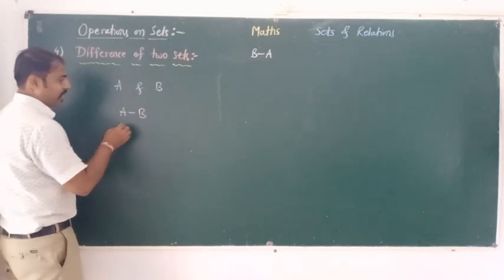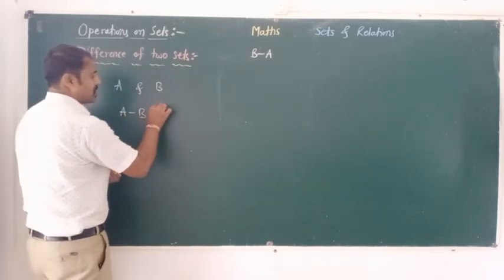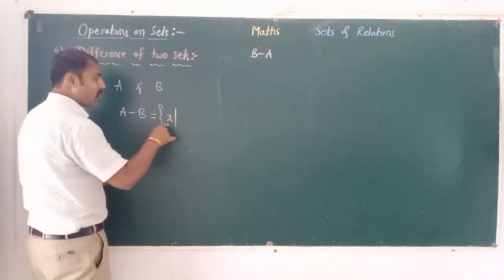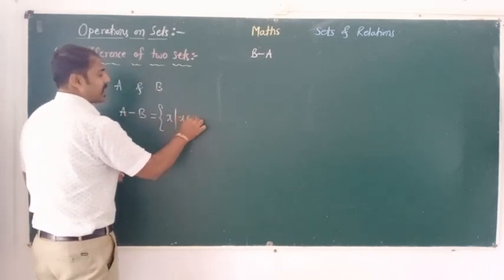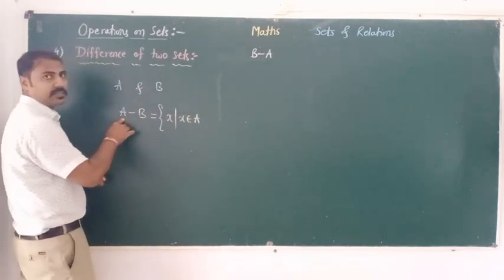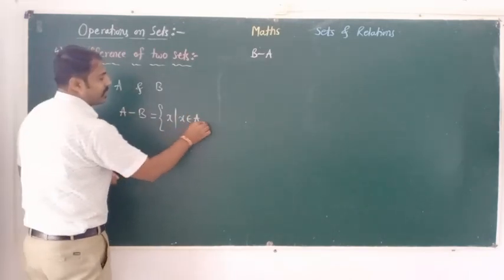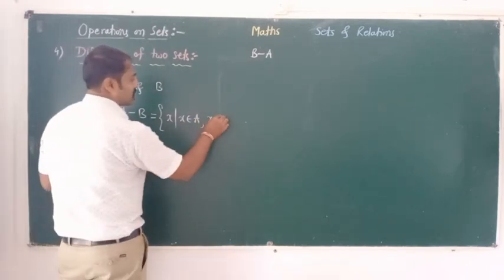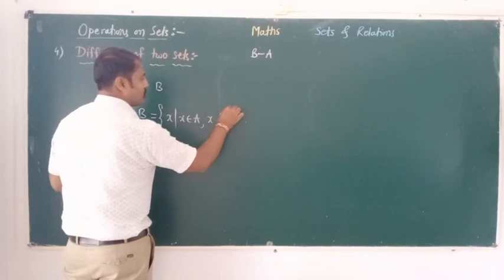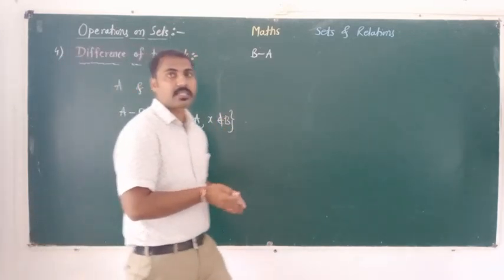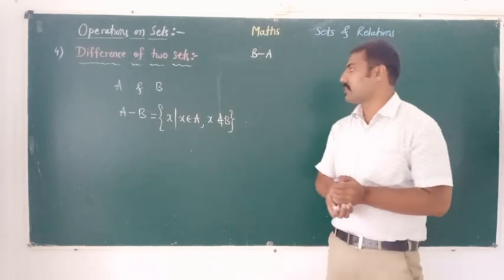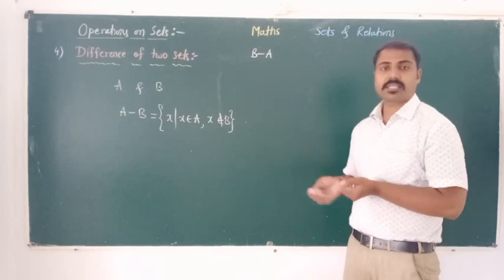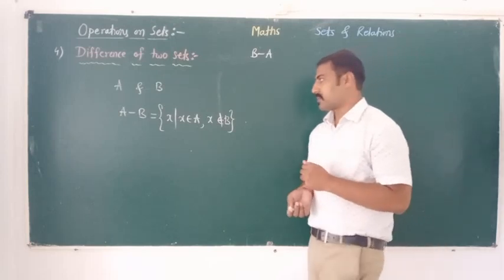A minus B is defined as the set of all elements X such that X belongs to the first set, that is A, and X does not belong to B. It is the set of all elements X such that X belongs to A and X does not belong to B.